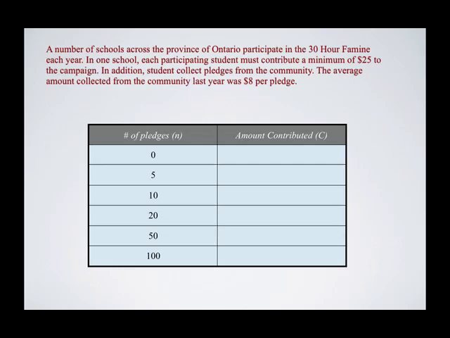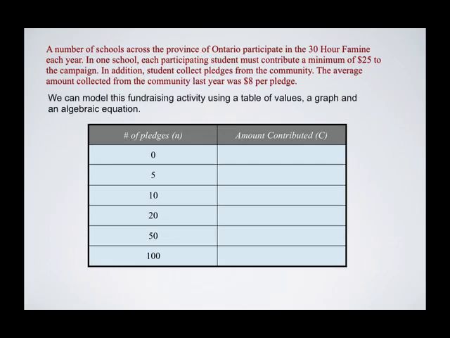Here we see a table of values with the number of pledges N and the amount contributed C. We can model this fundraising activity using a table of values, a graph, and an algebraic equation, all three of which are similar and we'll be able to see similar items.